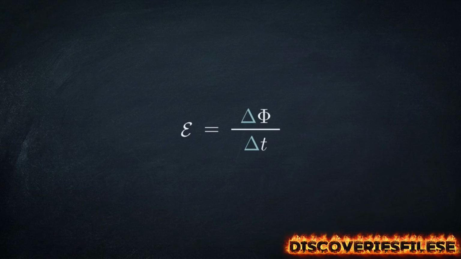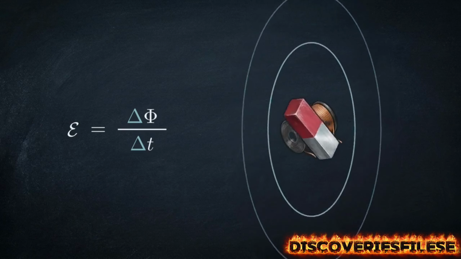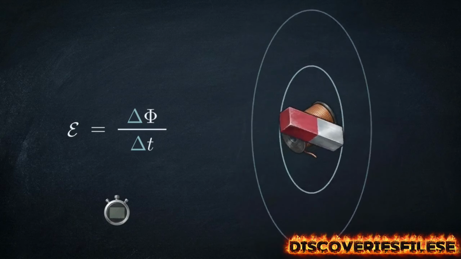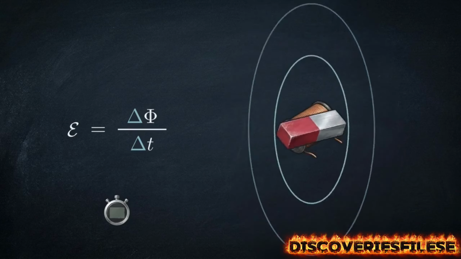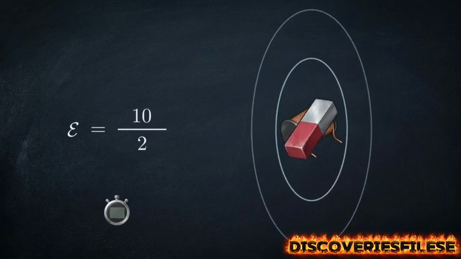By physically spinning the magnet, we force that magnetic flux to constantly alternate. And because we are dividing by time, the speed of that spin dictates the output. Let's test this. Suppose we spin the magnet slowly, taking 2 seconds to complete one rotation. With a baseline flux value of 10, our math looks like this.